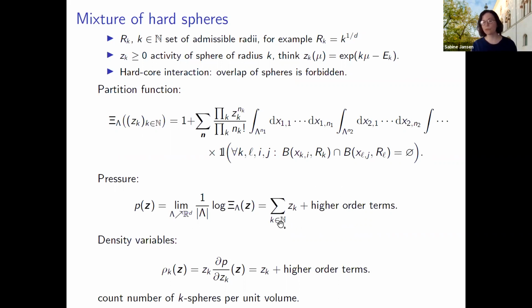The expansion that we're after is sum over k to leading order. If I were to neglect the indicator, again, this would be something that you could compute. Sum over k of z_k. And then there will be higher order terms coming from the effect of overlaps of spheres being forbidden. Or if you want, excluded volume effects. Instead of having just one density variable, I now have one for each type of sphere, given by z_k times a partial derivative with respect to z_k, and it will be z_k plus higher order terms. And rho_k just counts the number of k spheres per unit volume.